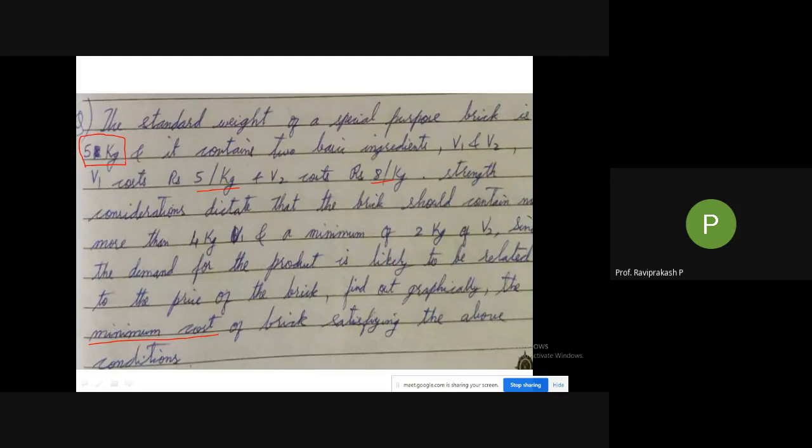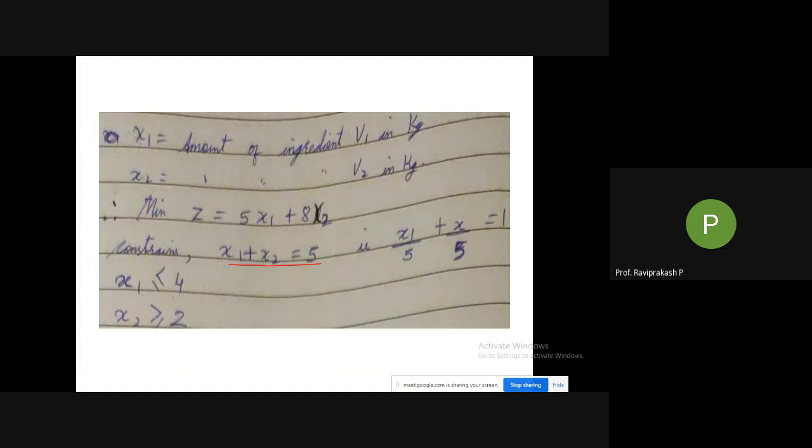Then I told you 5 kg. The brick is 5 kg. They are directly telling you it is 5 kg. So what is equal to 5 kg? Both x1 plus x2 is equal to 5 kg, right? So x1 plus x2 is equal to 5 is my first constraint.